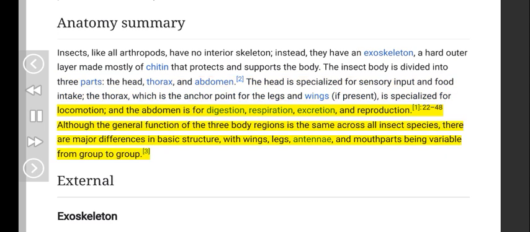Although the general function of the three body regions is the same across all insect species, there are major differences in basic structure, with wings, legs, antennae, and mouthparts being variable from group to group.